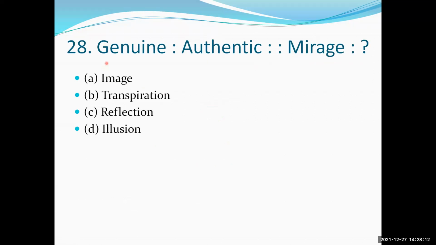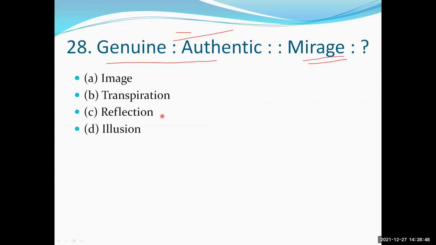With this, question number 28 is in front of you. This question says genuine and authentic. They're similar in meaning. I will tell you the relationship also: same-meaning words. Genuine means authentic. So you have to find out for mirage. What is mirage? Image, transpiration, reflection, or illusion. Sanyush answered it immediately, quickly. Others, just think and try to tell me what is mirage. With any example, you have to give me one example of whatever answer you are choosing.